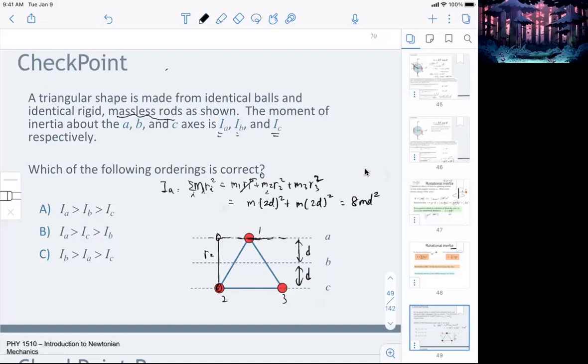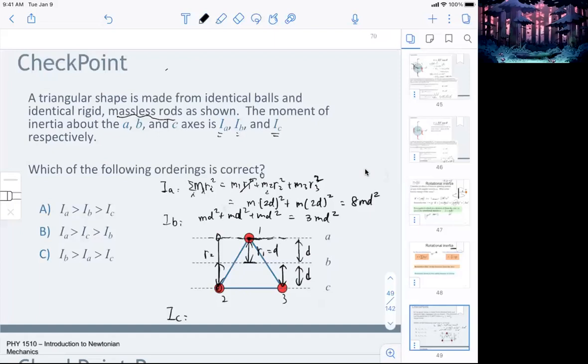Okay. So I'm going to do B now. So it's M1 R1 squared. Again, R1 is from here to here. From where 1 is to the location of the axis, R1 is just D. So MD squared. R2 is also D, right? R3 is also D. This is R2, this is R3. R2 and R3 are both D. So it's going to be 3MD squared.